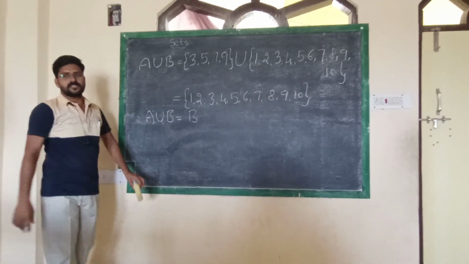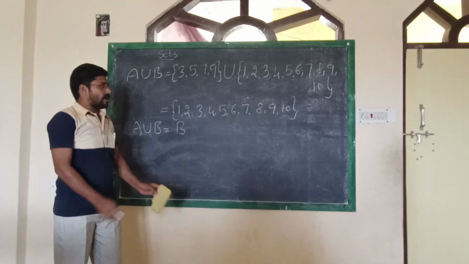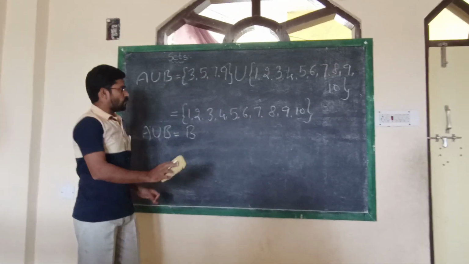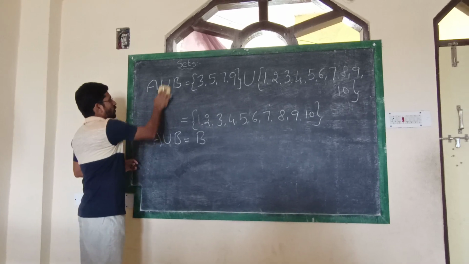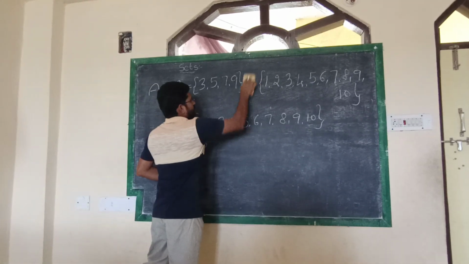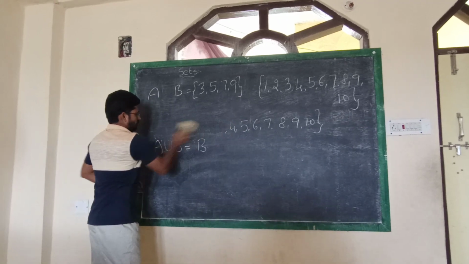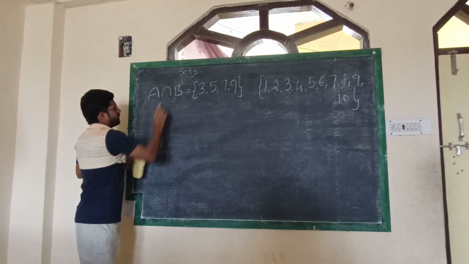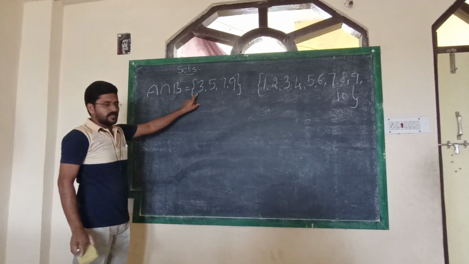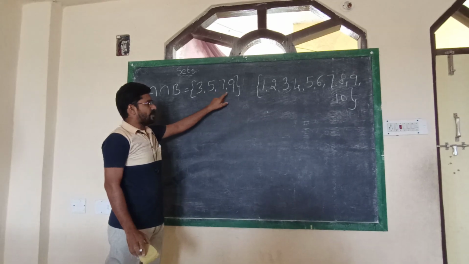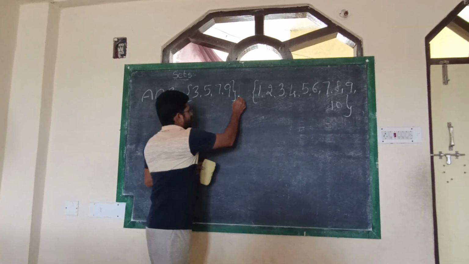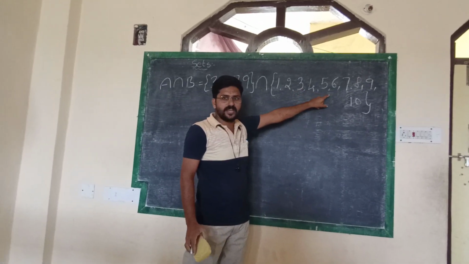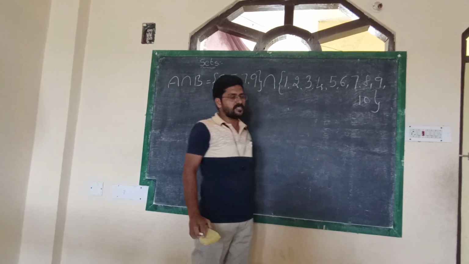The next concept is that A intersection B. Now here intersection means we have to take the common elements of A and B. So once look at the board, just I am going to take now A intersection B. Set A is there, that is 3, 5, 7, 9. The next one is intersection. This is set B. 1, 2, 3, 4, 5, 6, 7, 8, 9, 10 elements are there.